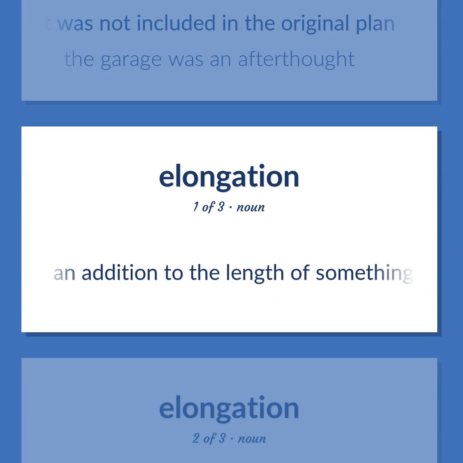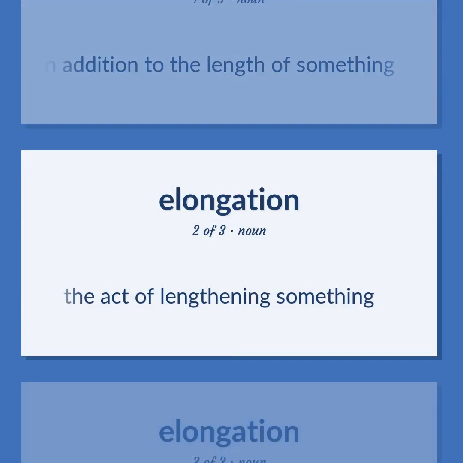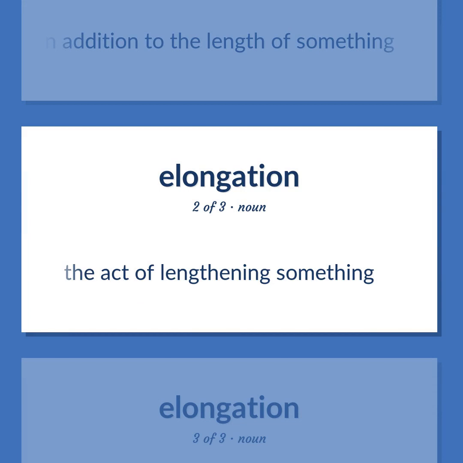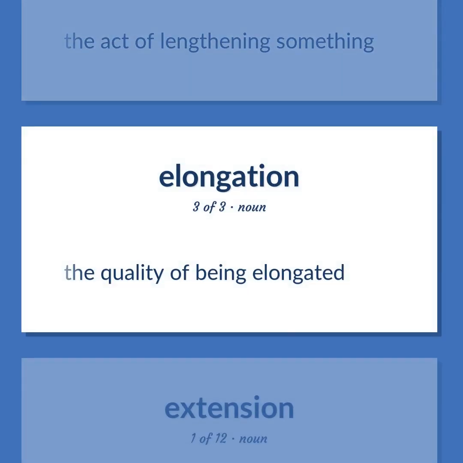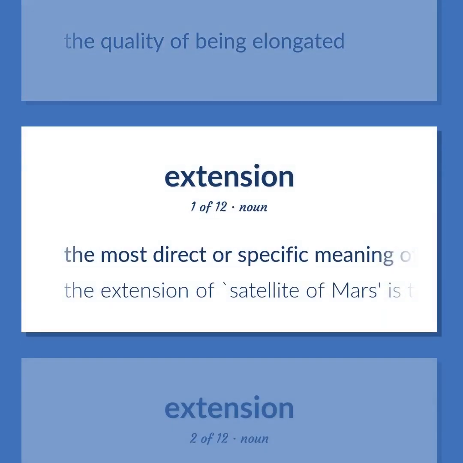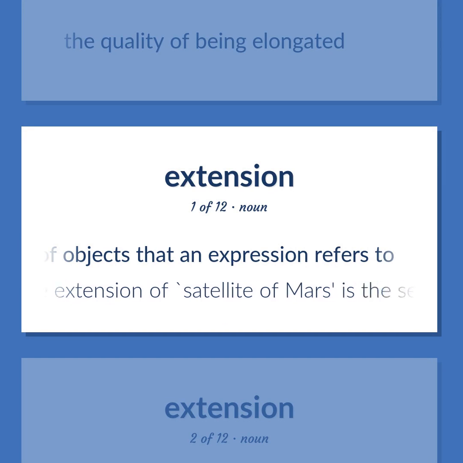An addition to the length of something. The act of lengthening something. The quality of being elongated. The most direct or specific meaning of a word or expression. The class of objects that an expression refers to. The extension of satellite of Mars is the set containing only Deimos and Phobos.